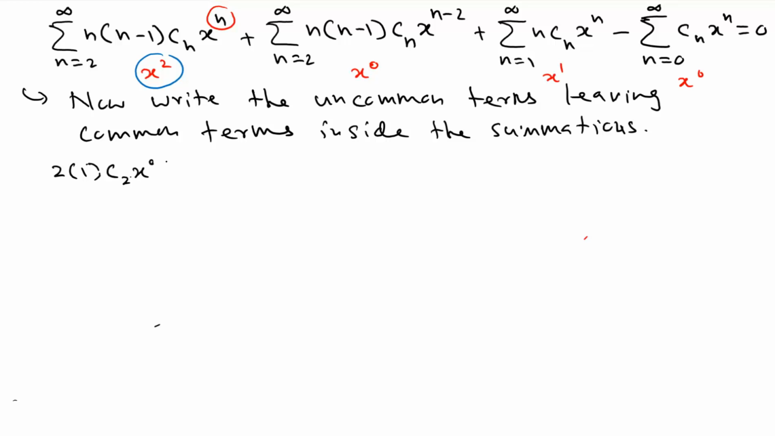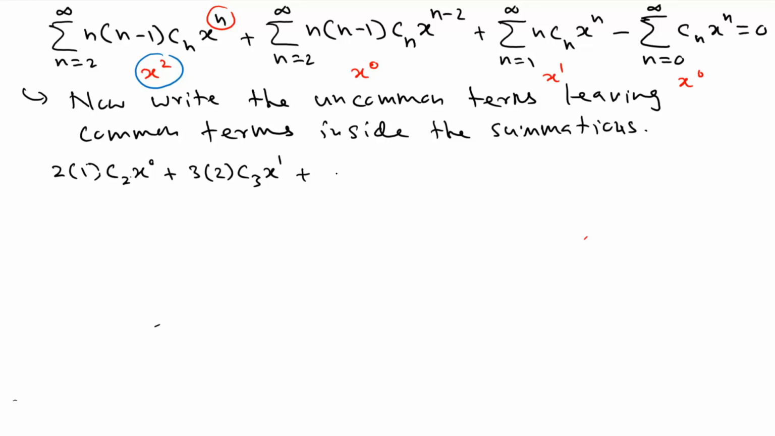x0, that's the first term, and then also plug in the next value. So that means 3 times 2 c3 x to the 1. So those are the uncommon terms from the second one. And then we write just one term from the third one.